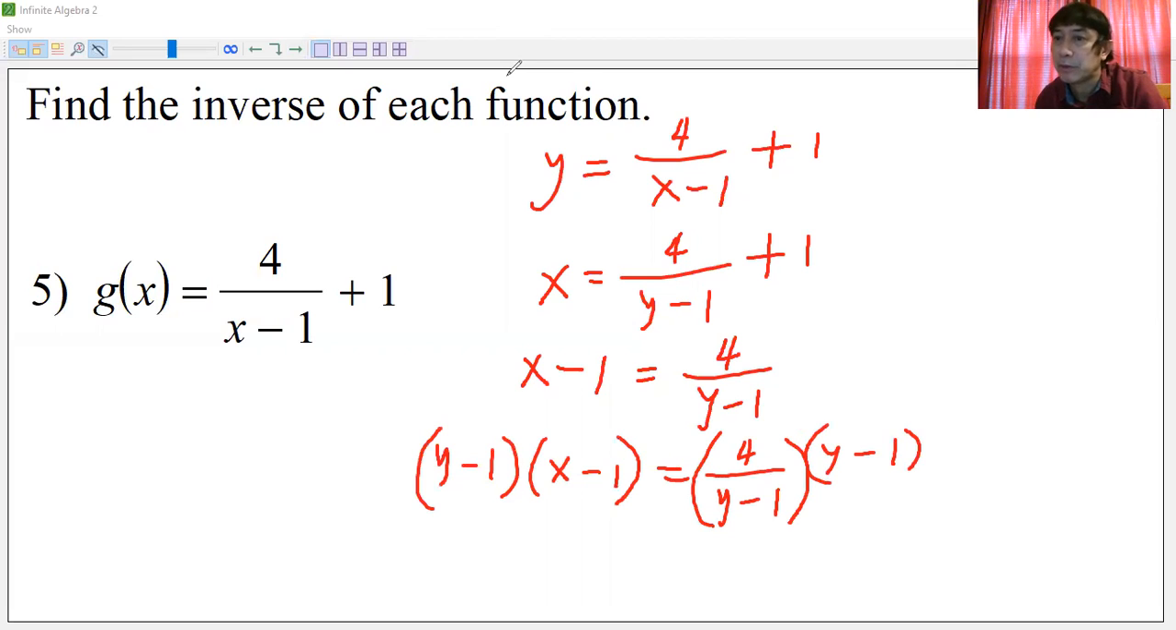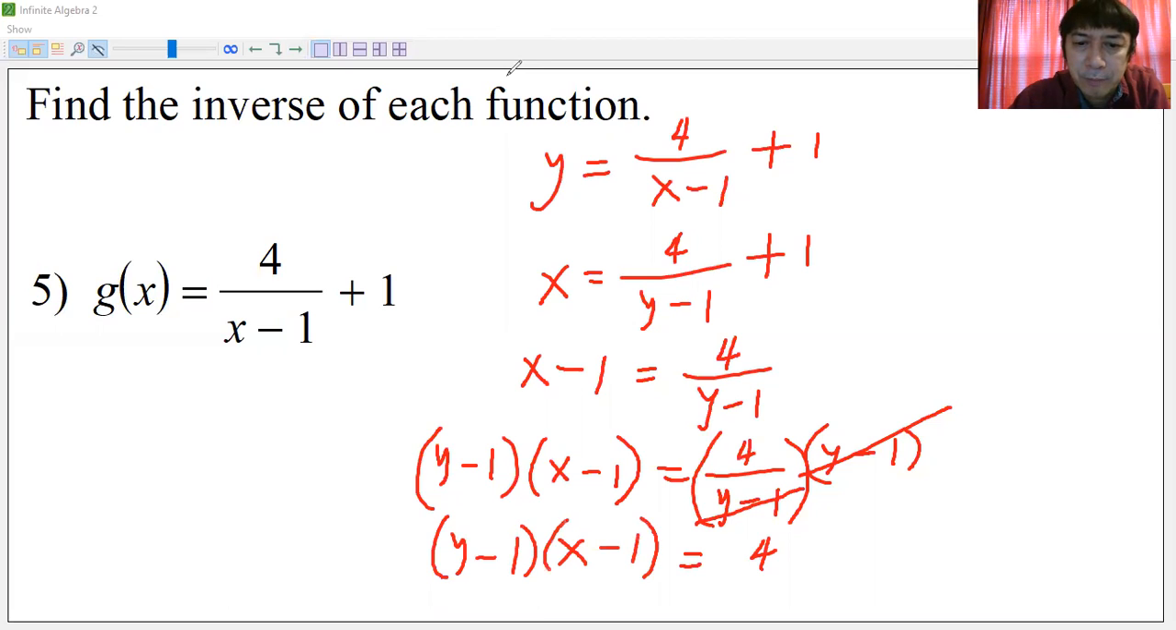And so you'll be able to see on the right side, the y minus 1 term cancels out with the denominator y minus 1, leaving the 4 there. And on the left side, we still have y minus 1 times x minus 1. So at this point, we're after the y here, so we're going to divide both sides of the equation like that.